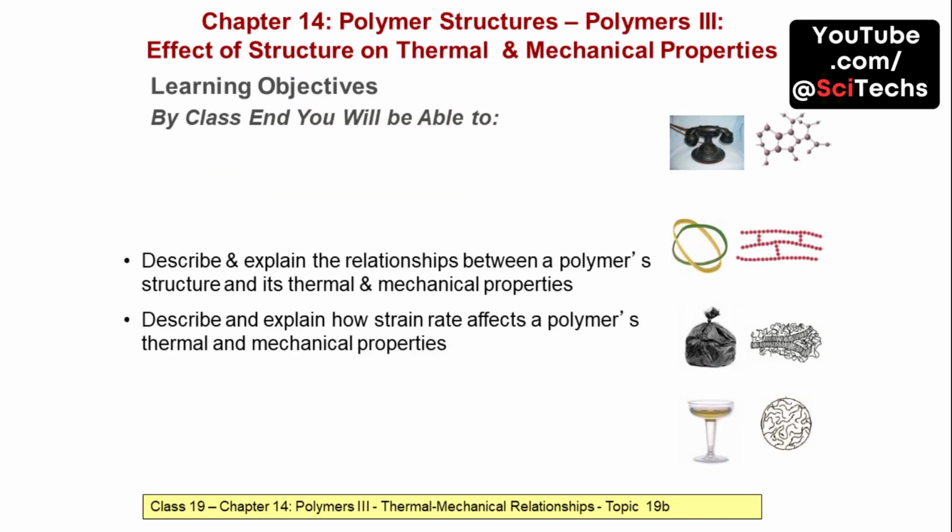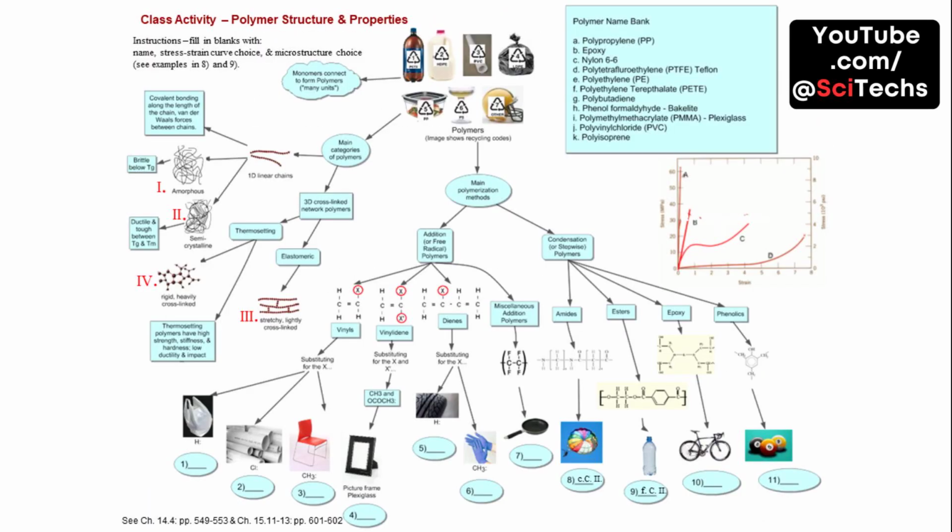To recap, we aim to describe and explain the relationships between a polymer's structure and its thermal and mechanical properties, and how strain rate affects these properties. Let's review what we've learned. Now, let's engage in a class activity to reinforce our understanding of polymer structure and properties. Follow the instructions and explore the various polymer samples provided.